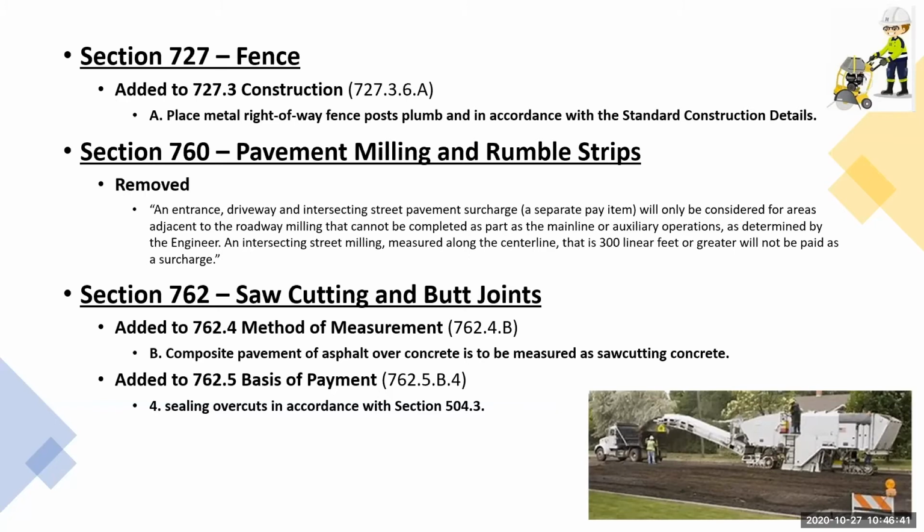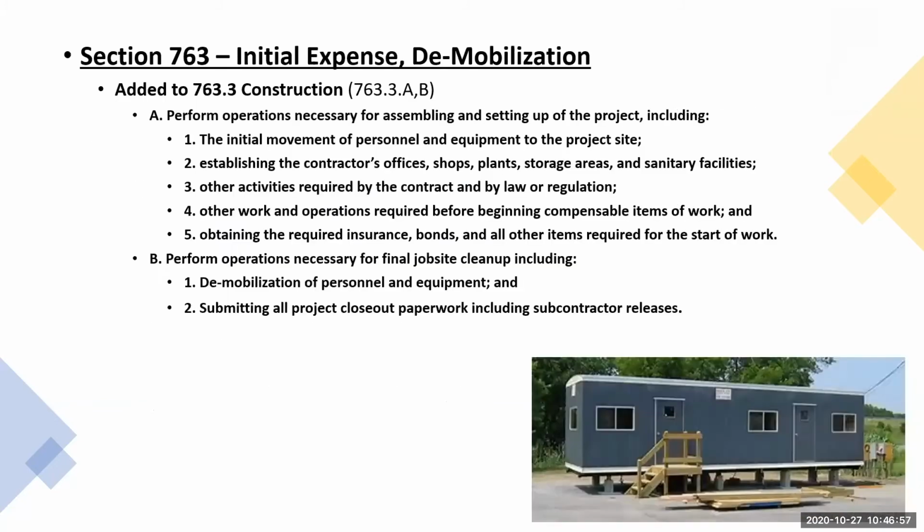For saw cutting and butt joints in section 762, clarified that composite pavement of asphalt over concrete will be measured as saw cutting concrete. And then sealing overcuts was referenced to section 504.3.